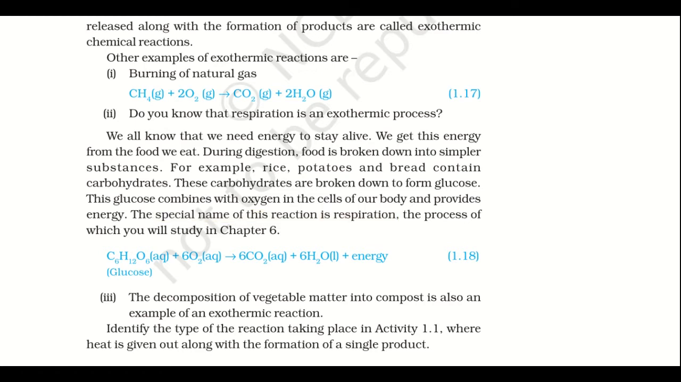So here you can see the glucose, that is the energy that we consume while eating or digesting the food, combines with oxygen, and the byproducts are carbon dioxide, water, and the energy that we feel. So this is also an example of an exothermic reaction. The decomposition of vegetable matter into compost is also an example of an exothermic reaction.